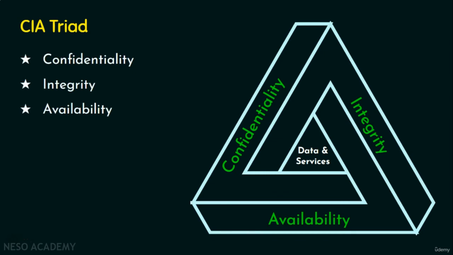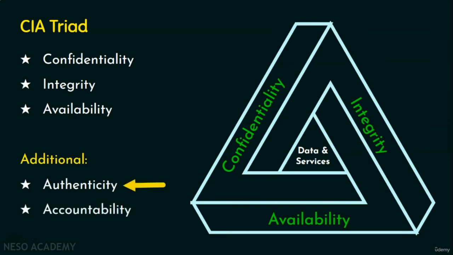We also have 2 more additional elements. The additional elements are number 1, authenticity, and number 2, accountability. Authenticity is the property of being genuine and being able to verify the parties involved. Say the sender is going to send some message to the receiver. The receiver should be able to verify that the message is from the right party or from a trusted source. We will call this property authenticity.